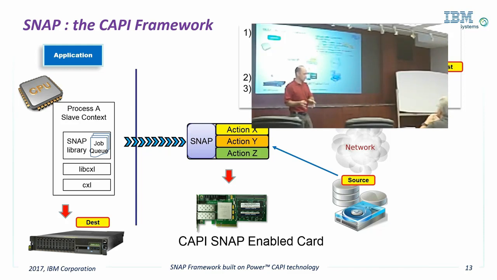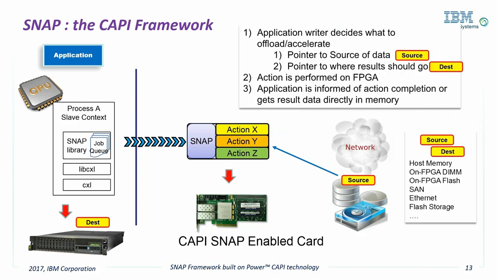So you have an action, a source of the data, and a destination. And those are the three key parameters that the application is going to need to call the SNAP library. What action am I doing? Where's my source data coming from? And where do I put my results?